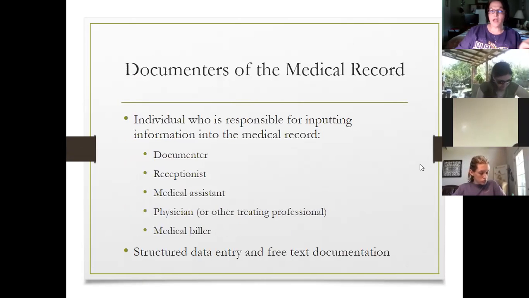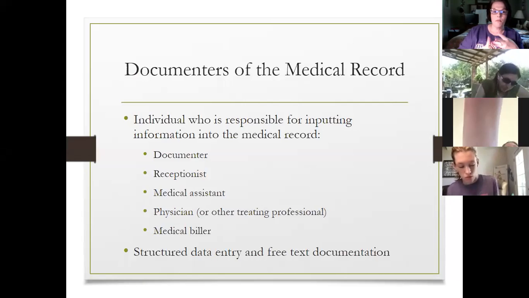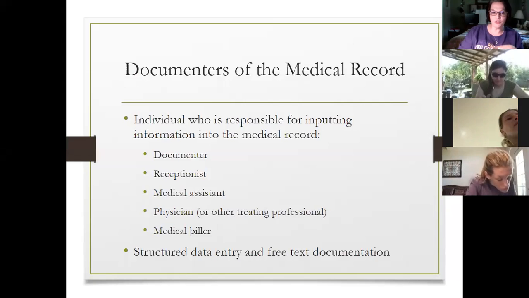Okay, who can document in the medical record? Individuals who are responsible for inputting information into the medical record are a documenter, a receptionist, medical assistant, a physician or other treating professional, and a medical biller.